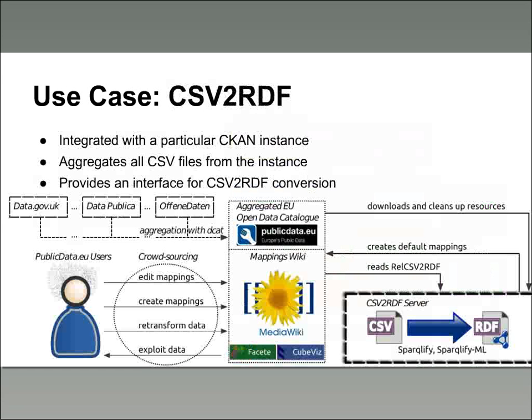And the second application I want to highlight is CSV2RDF for CKAN, for Public Data. Basically, this application is integrated with a particular CKAN instance. For Public Data, a special extension was written which provided links to my server where the mappings and RDF files for particular CSVs were hosted. It aggregates all the CSV files from the instance, downloads them, stores them on our servers, and then provides an interface for CSV to RDF conversion. Basically, we utilized CKAN here in the sense that we crawled all the datasets, figured out which dataset is a CSV file, followed the download links and downloaded all the CSV files, and then just worked with them.